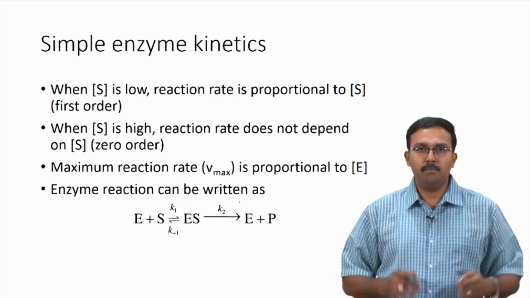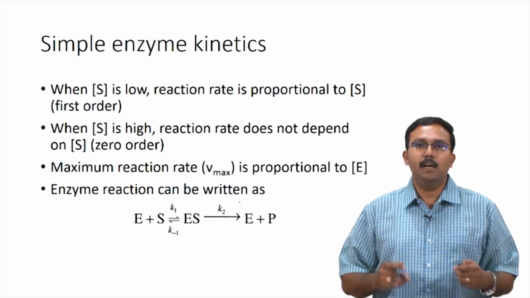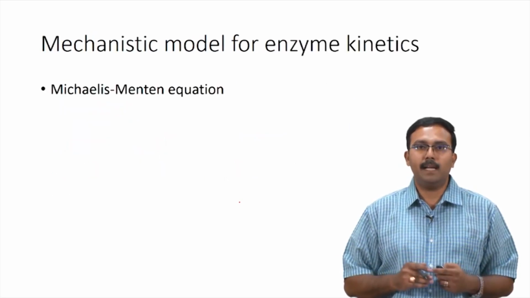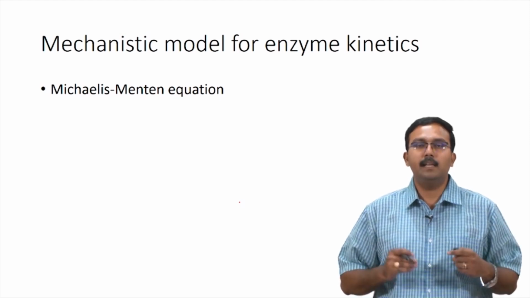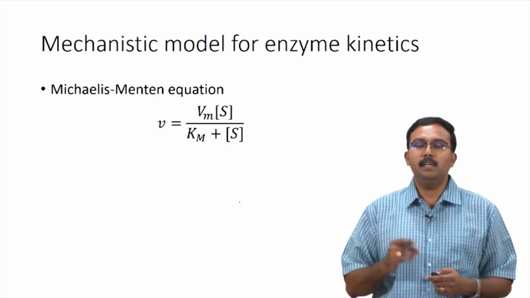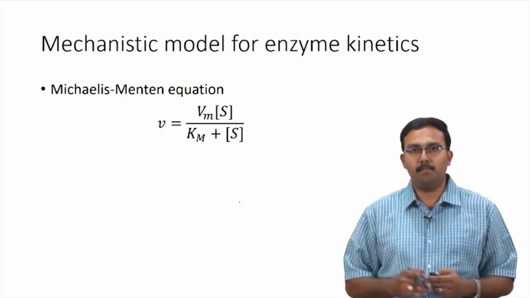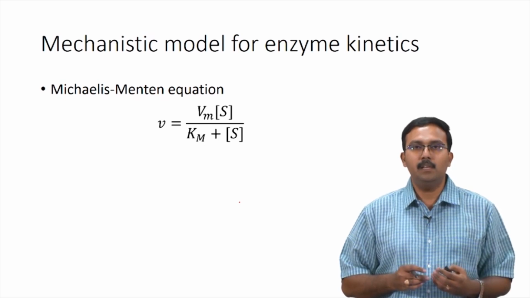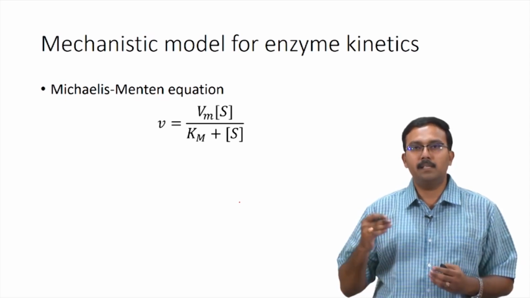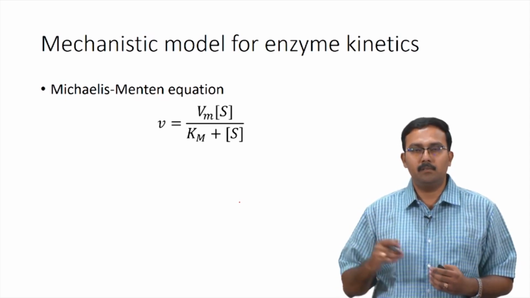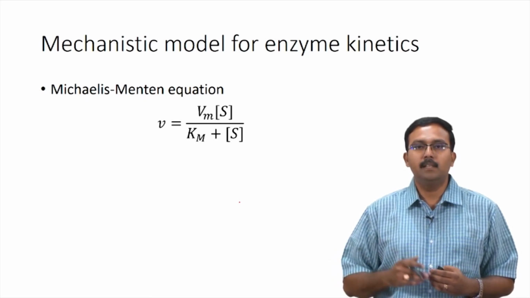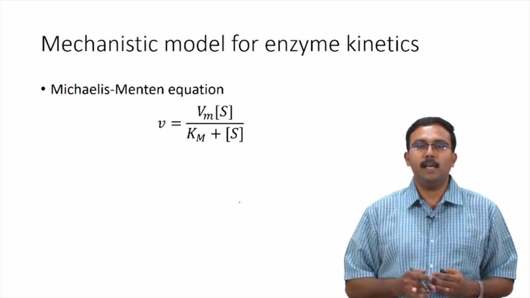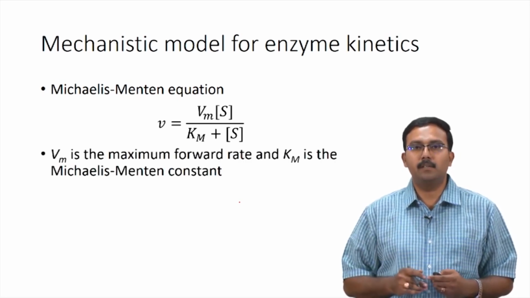So, from this equation we can derive a mathematical model called the Michaelis-Menten equation. This is a mechanistic model for enzyme kinetics, and the equation is written down as V equals Vm S divided by Km plus S. The term V represents the velocity or the rate, Vm represents the maximum rate which can happen for the reaction, S represents the substrate concentration, and Km is the Michaelis-Menten constant.